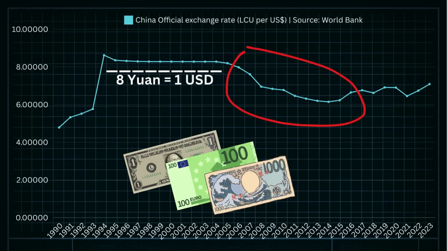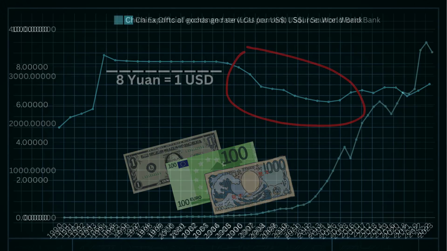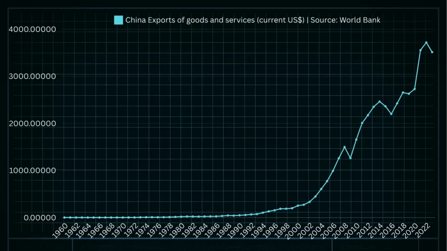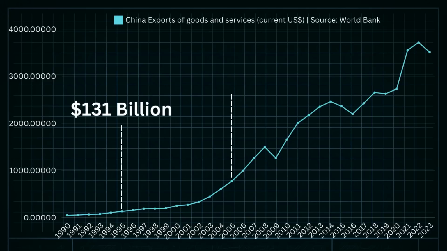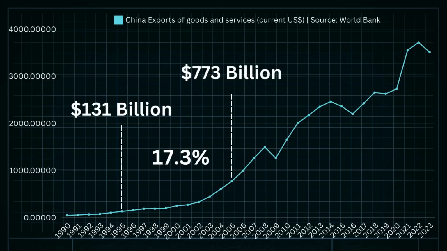So, did China's exports really see an advantage from 1995 to 2005? Well, let's calculate it. In 1995, the total exports of China stood at $131 billion, and by 2005, it grew to $773 billion. That's an annual growth of about 17.3%, which is very impressive.